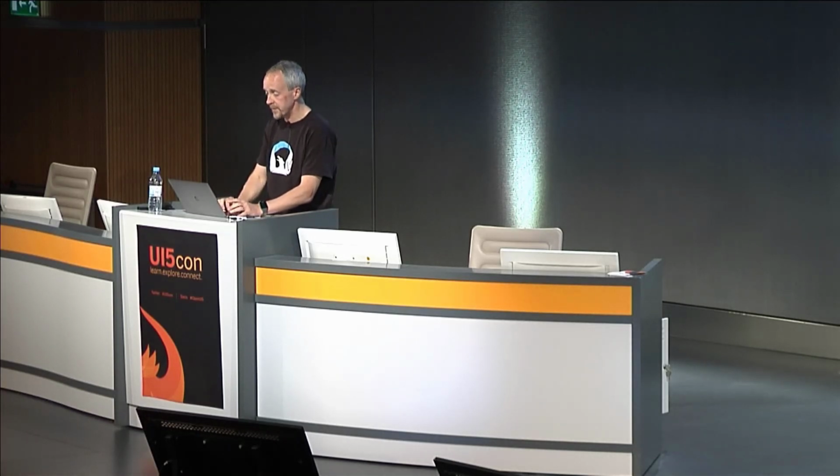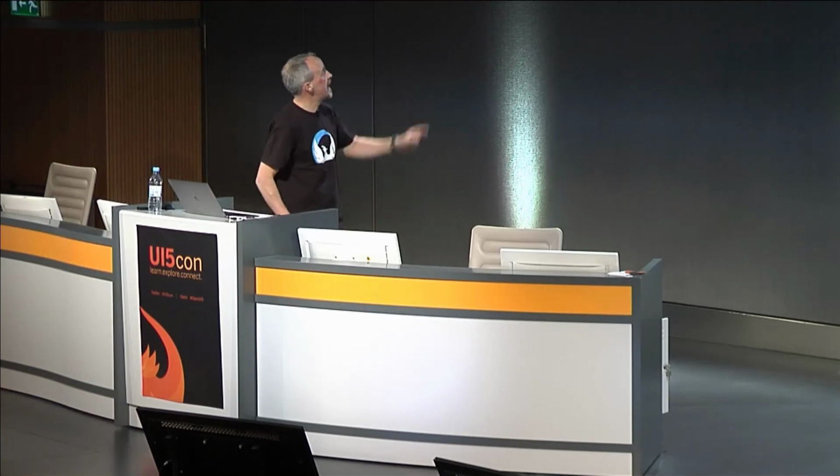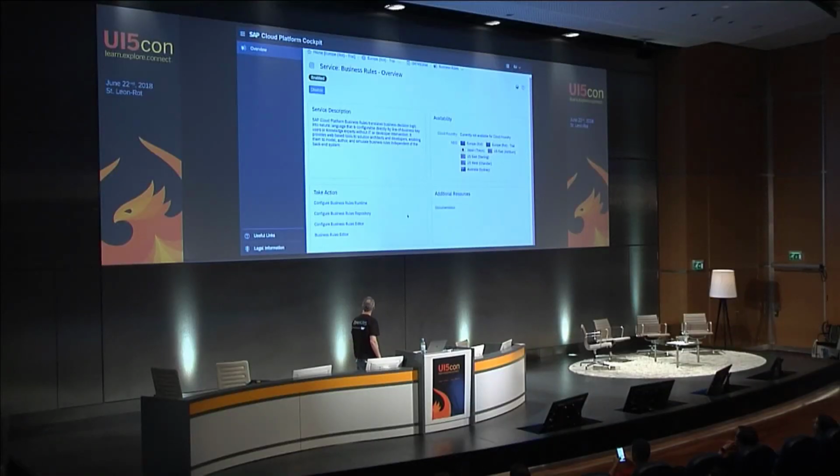Here's an example of the. In fact, what I'll do is, if I click on this, I've obviously already enabled it. Down here at the bottom left, it says Configure Business Rules Runtime, Configure Business Rules Repository, Configure Business Rules Editor, and then there's a link to the editor as well, which is here.